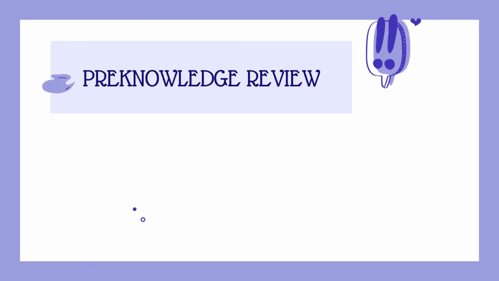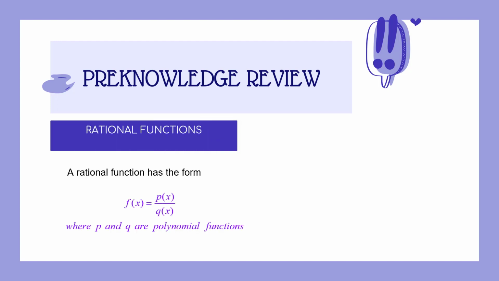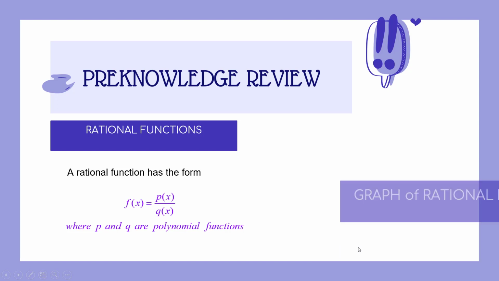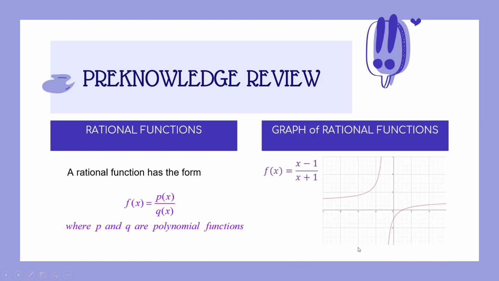Before we continue to the lesson, you need to review some prerequisite topics. The first one is about rational functions. A rational function has the form f(x) = p(x)/q(x), where p and q are polynomial functions. So this is an example of a rational function and its graph.